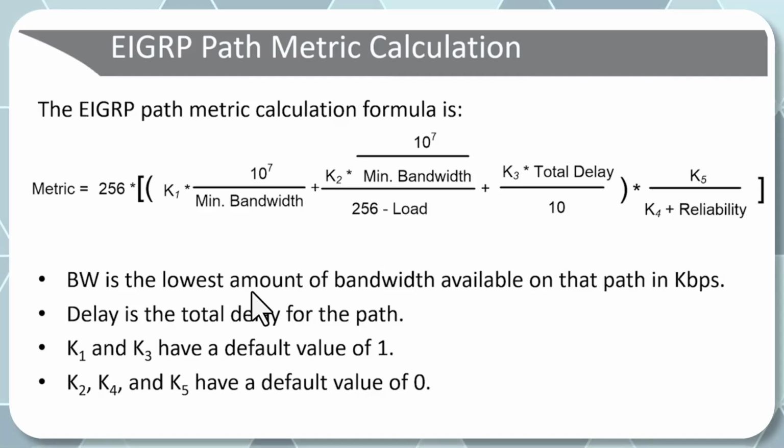Bandwidth is the lowest amount of bandwidth available on the path in kbps. Delay is the total delay for the path. It means if you're hopping from one router to another router, then another router, then all the total delay will be calculated. K1 and K3 have a default value of 1. K2, K4 and K5 have a default value of 0. So these are some default values and this also varies.